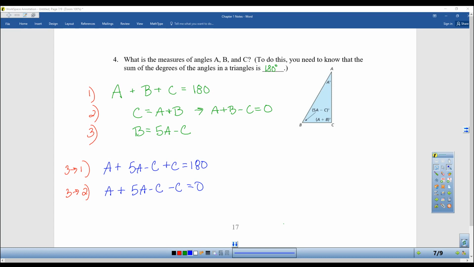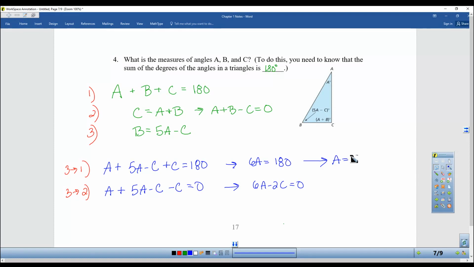That gives me 6A is equal to 180. And this gives me 6A minus 2C is equal to 0. So I was expecting to have an equation with A's and C's, and then I was going to cancel the A or the C. But it turns out that I got lucky again. This one I can solve right away. I don't need to always follow the same pattern.